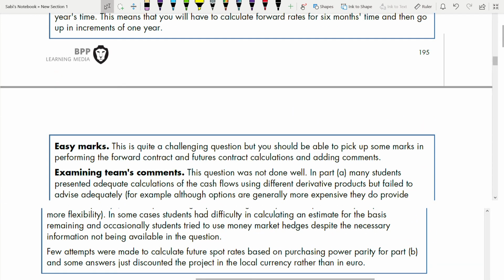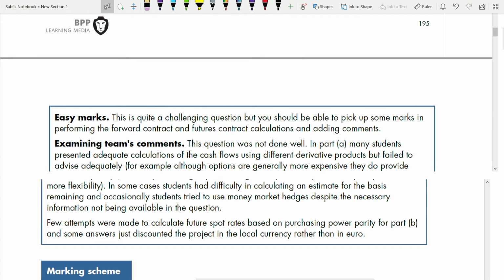Easy marks. This is quite a challenging question, but you should be able to pick up marks for performing forward and future contract calculations and adding comments. So the thing I want to tell you here is whenever you see a very challenging question, we don't know what happens on the day of the exam because there is something called luck also. Maybe you have studied something too much, you are very good in something, but that part itself didn't come for the exam. And maybe in some part you are struggling.